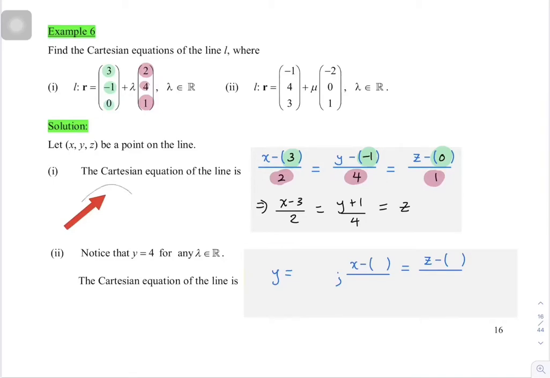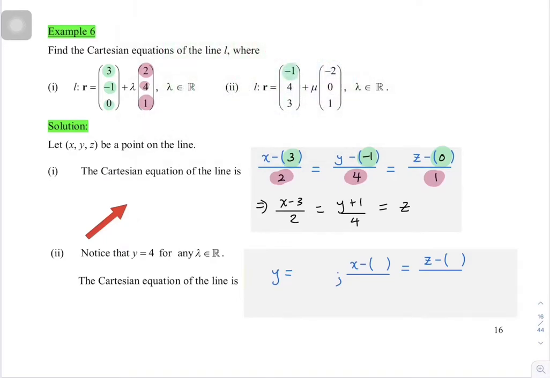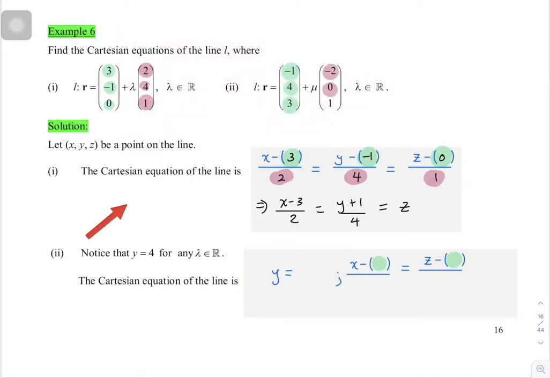Now for part 2, we can do the same thing. For the components over this side, negative 1, 4 and 3, for x we can place it over here, and for z we can place it over here. For the direction vector components, negative 2, 0 and 1, similarly the x component we can place over here, and the z component over here. For part 2, we notice that y is always equal to 4. So therefore, we will need to put down y equals 4 first, and then we can start to put in the other components.